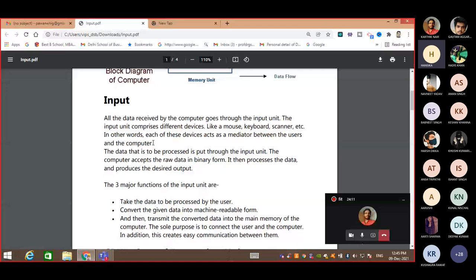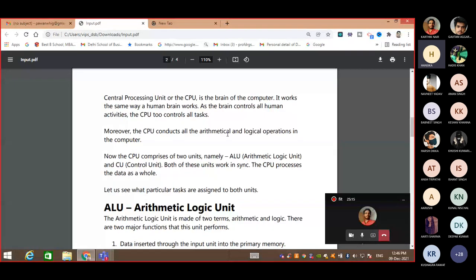The next one is CPU. CPU, I already told you, is the brain of the computer. It works the same way as a human brain works. If I am talking about CPU, it is all together about this whole diagram. Whenever somebody says CPU, don't get confused with CU. CU is the control unit, which is a part of the CPU. If somebody asks you the difference between CPU and CU, the difference lies in the fact that the CU is a part of the CPU. The CPU conducts all the arithmetic and logical operations in the computer. The CPU comprises two units, namely ALU and CU. Both of these units work in sync with each other, and the CPU processes the data as a whole.